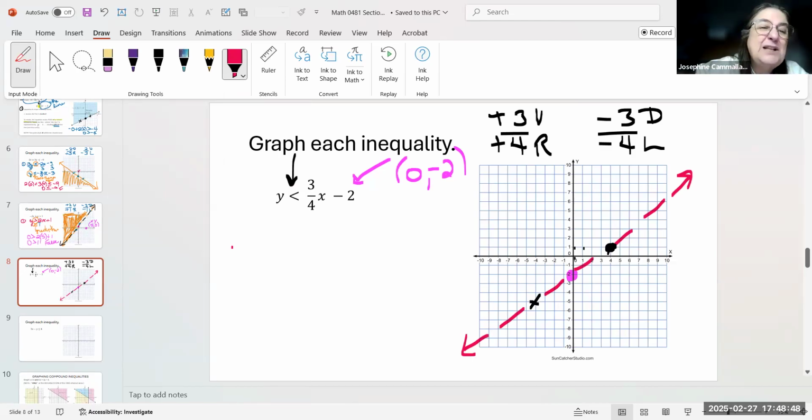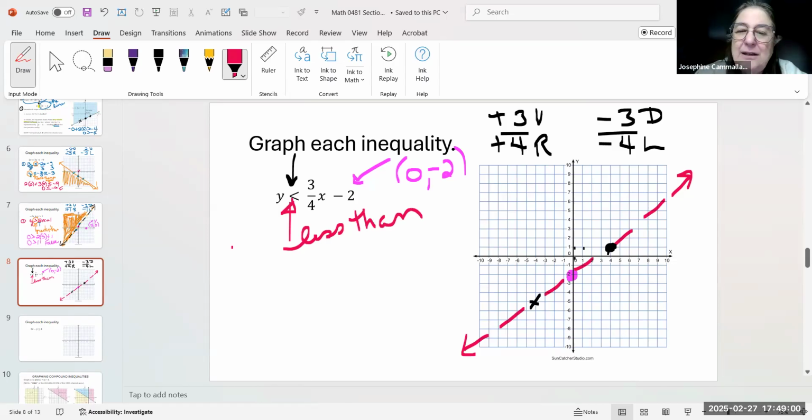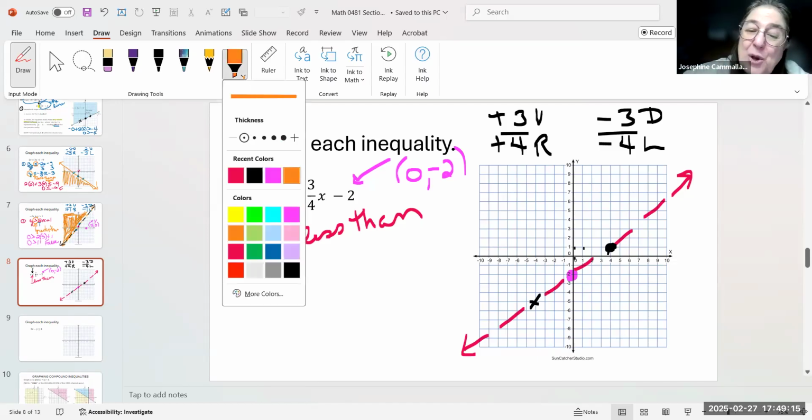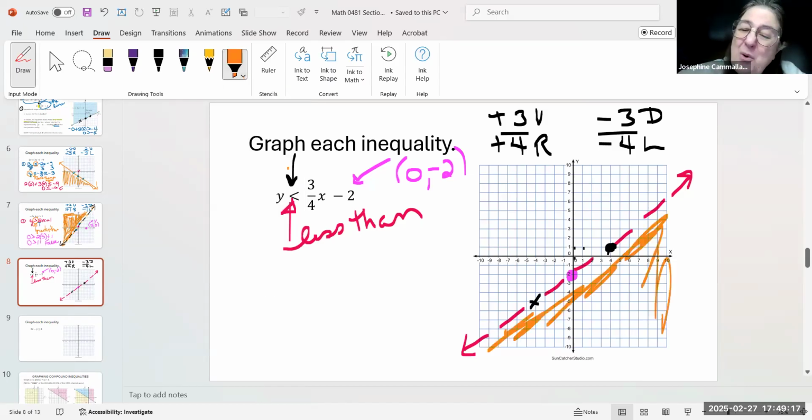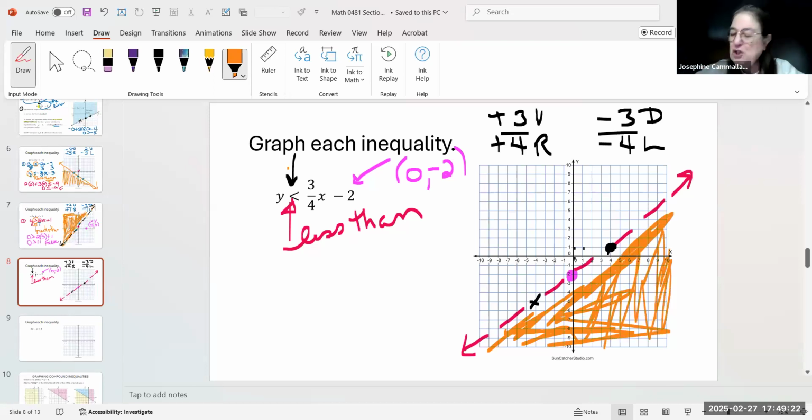Okay, now let's read this. I'm looking for all y values less than the line. Well, my hot pink had a y value of -2. Well, what's less than -2? -3, which means down here is where I should be shading.